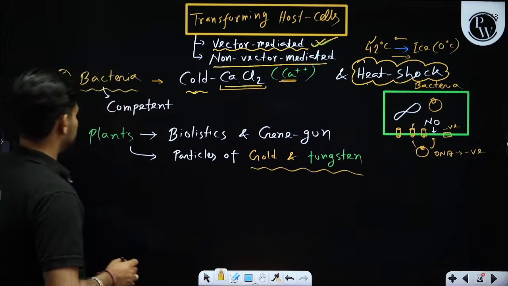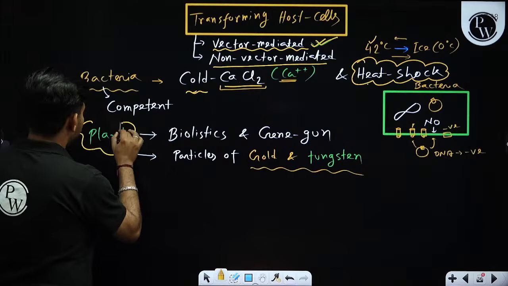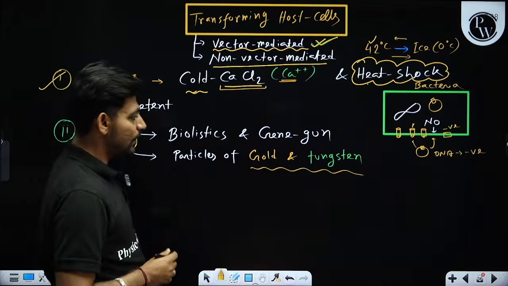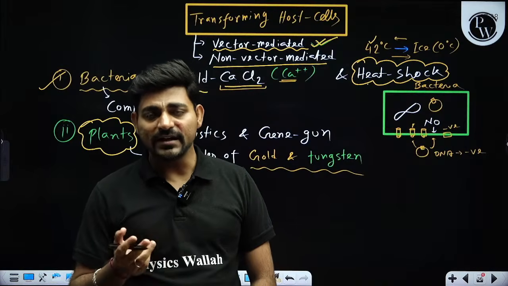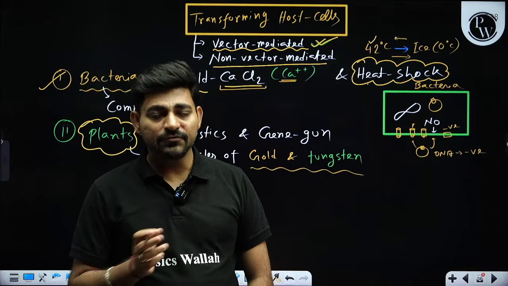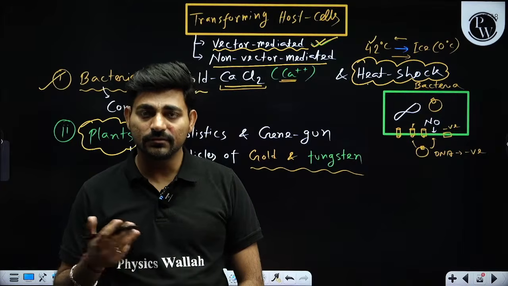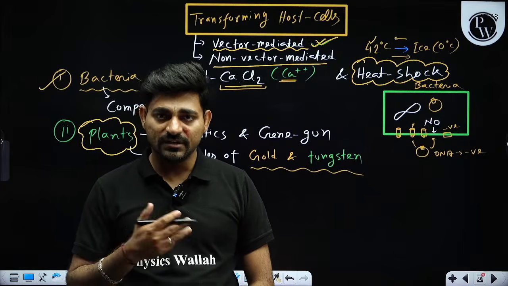by utilizing this heat shock and chilled calcium chloride tactic. Next, how to do it for plants? Okay, Agrobacterium tumefaciens can only transform dicotyledonous plants. Now if you have to transform monocots, then you need to search for some other method.